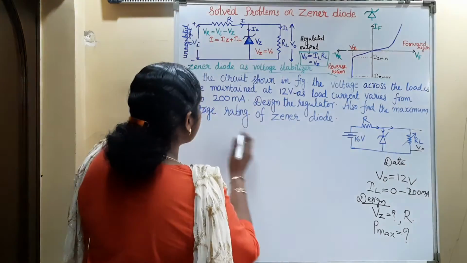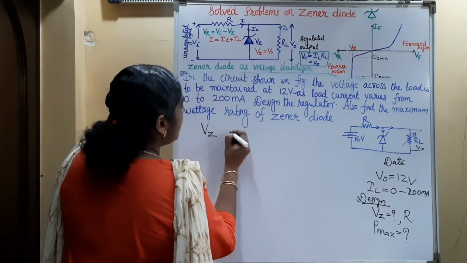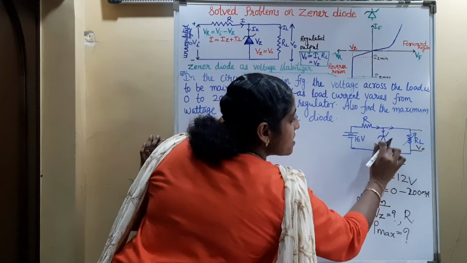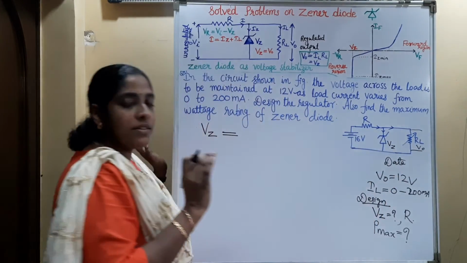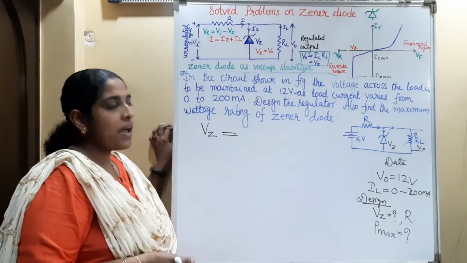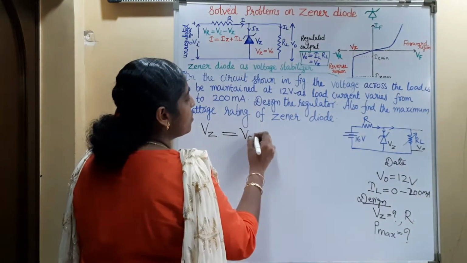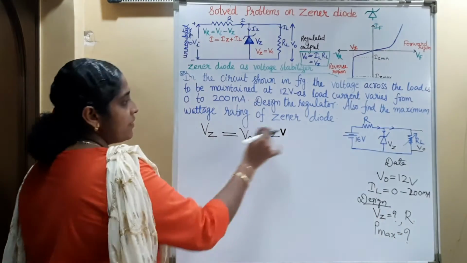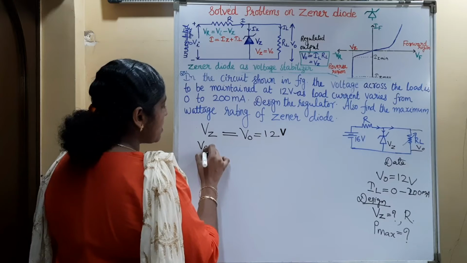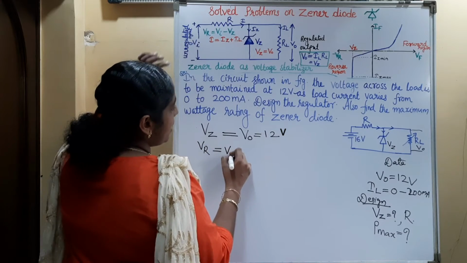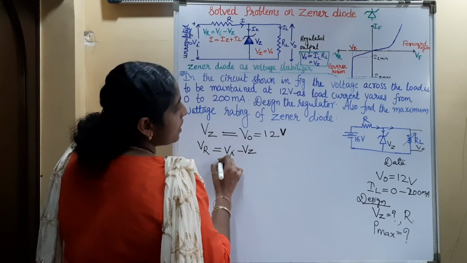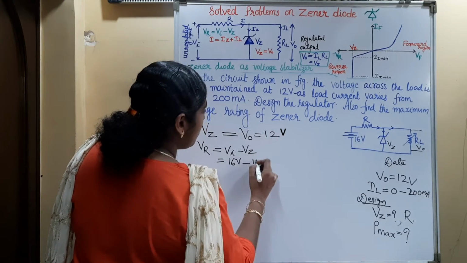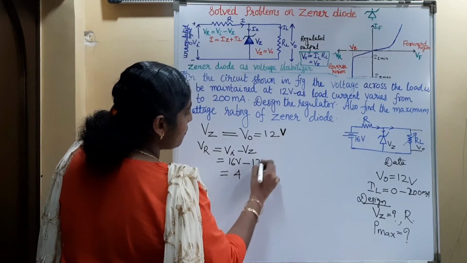So here first is Zener voltage. It is clear that Zener voltage will be equal to the output voltage because the Zener diode and load are in parallel. So Zener voltage will be the same as the output voltage, that is equal to 12 volt. Now how to find out the resistance? For that we have to find out the voltage drop across the resistor, that is equal to VI minus VZ. VI is 16 volt minus VZ is 12, that is equal to 4 volt.